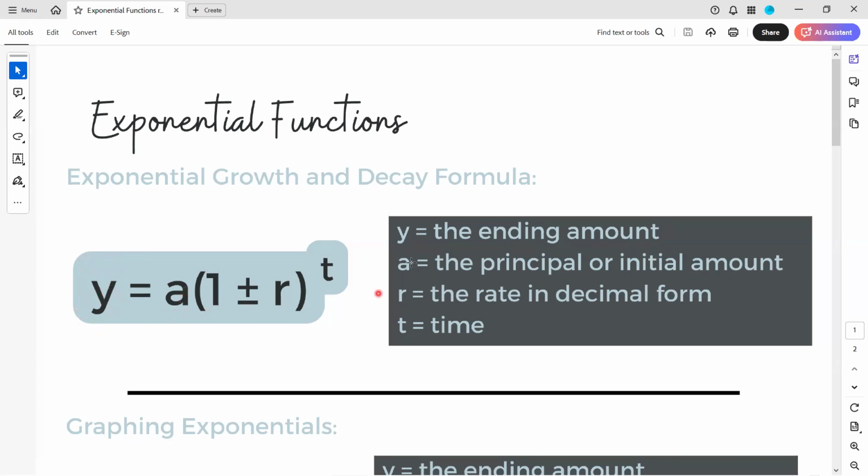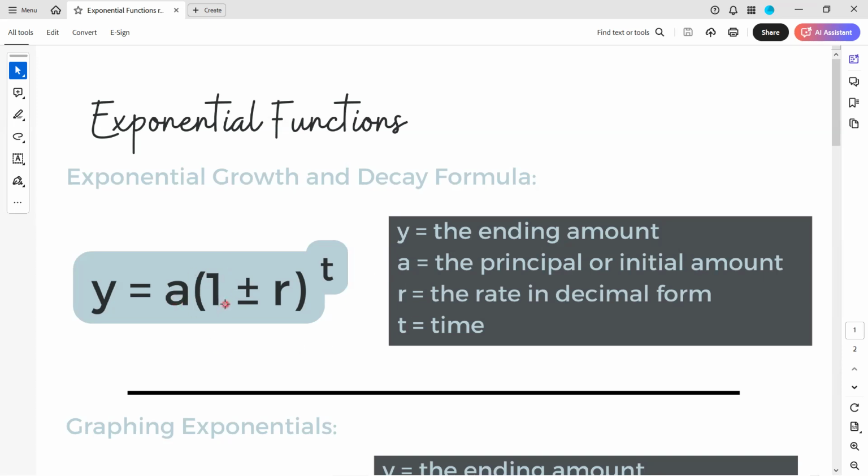The a value, it tells you right here, is the principal or the initial amount. So that's like your starting number. So you usually get an initial value or a starting value or some kind of starting point. That's what you're looking for to put in for A.